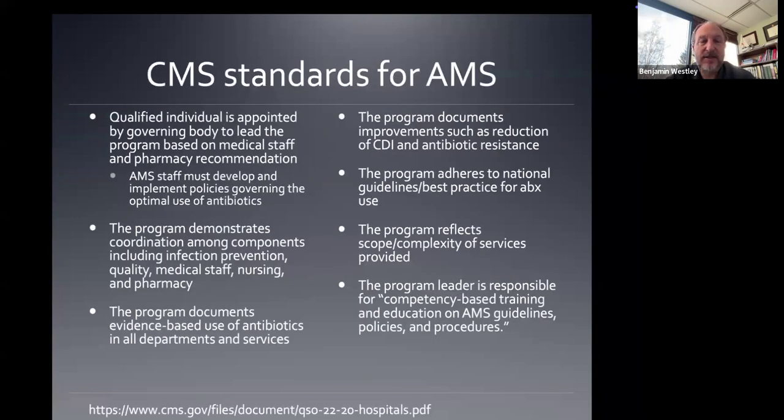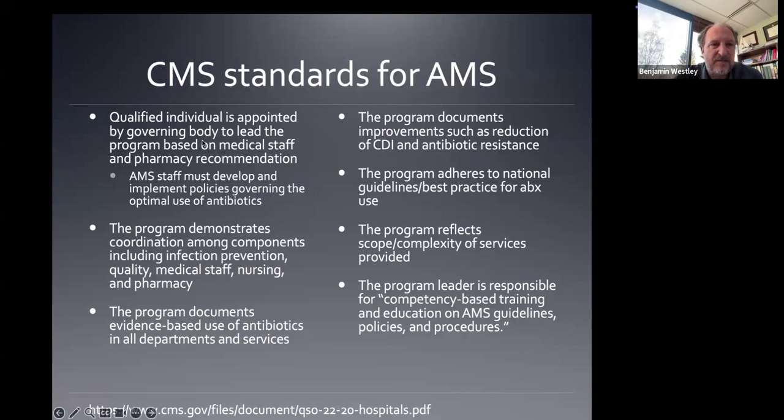There are many standards now in place from CMS, different than 6 years ago when it was evolving. So I've just put them all here. And all programs really are needing to attest that these are in place for CMS credentialing, and the Joint Commission has very similar standards. Some of these are easier to meet than others.